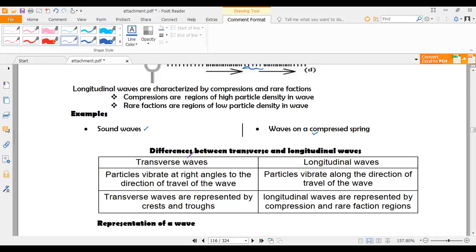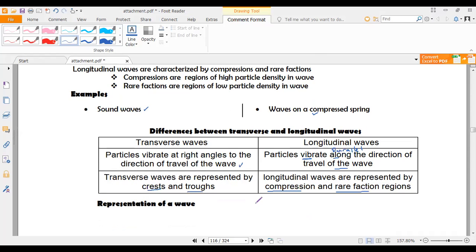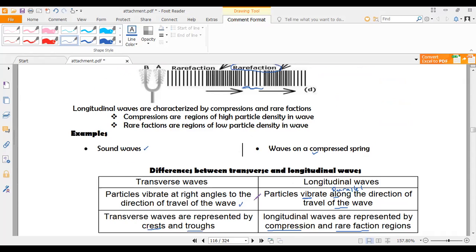So if we are to differentiate between the transverse and the longitudinal waves: for transverse waves, the particles vibrate at right angles to the direction of travel, or perpendicular to the direction of travel, whereas for longitudinal waves, the particles vibrate along the direction of travel, or parallel to the direction of travel of the wave. Then transverse waves are represented by crests and troughs, whereas longitudinal waves are represented by compressions and rarefactions. So basically, that's it for now.